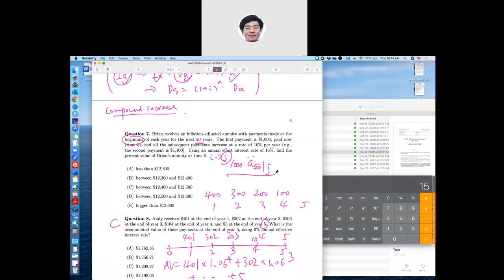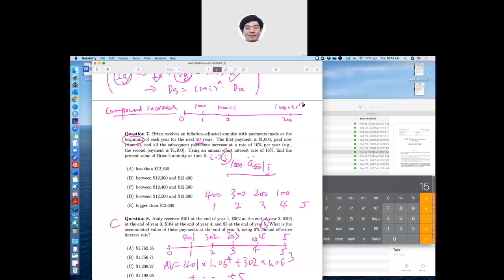But what I usually do, I hate memorizing formulas. So what I usually do is I directly write down what it is. Times 1.1 to the 19th. I want present value, so all I need to do is to discount all these 20 payments.